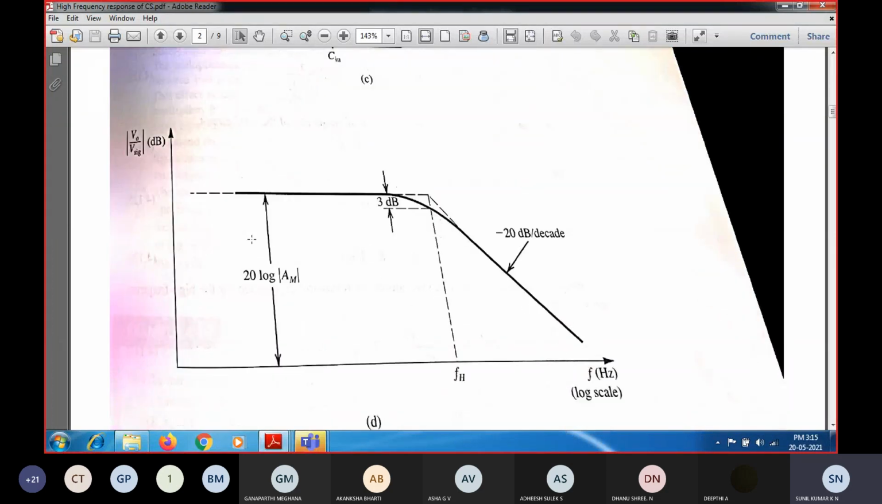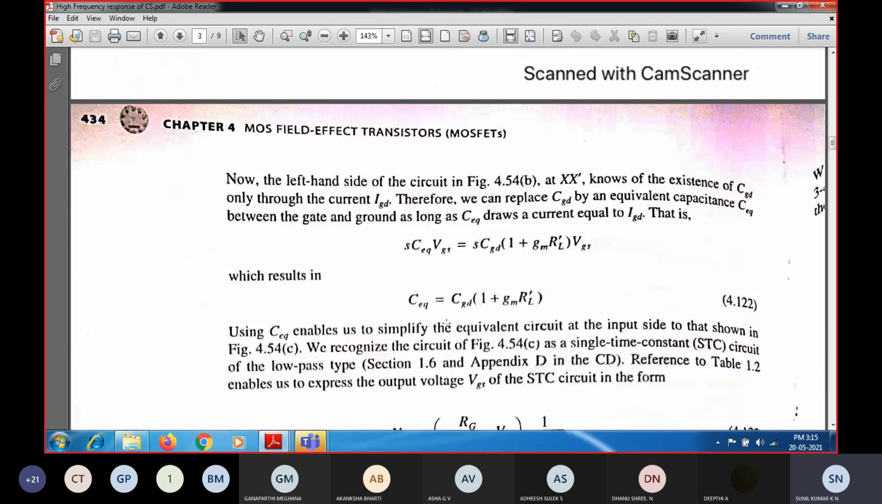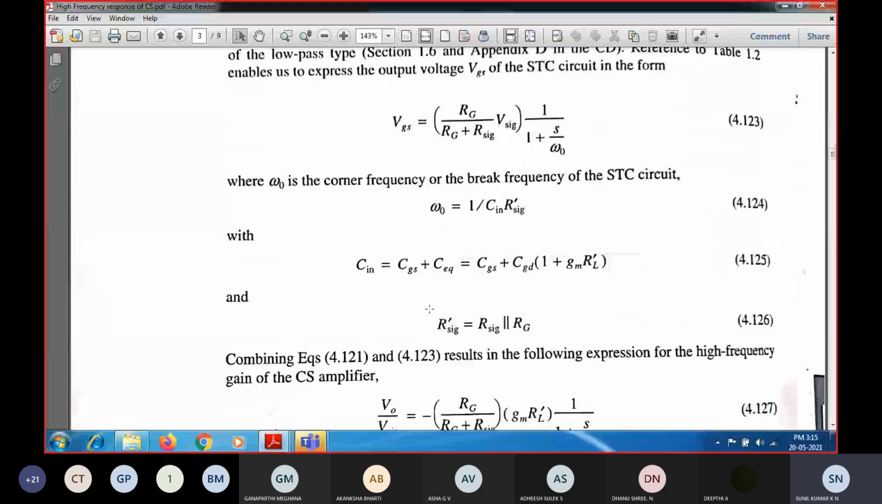So this is about the common source amplifier. This is the midband frequency gain, where we will be having the maximum gain, and after that, 3 dB less, you can see the upper cutoff frequency, omega h, which will be equal to 1 by 2 pi fh, equal to 1 by 2 pi into R signal dash into C in. C in will be equal to what? C in will be the input side capacitance, which will be equal to CGS plus C equivalent.